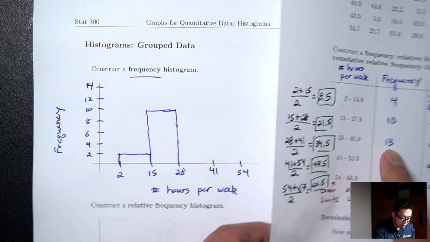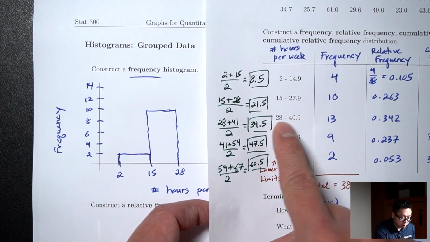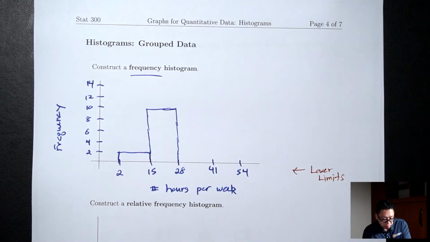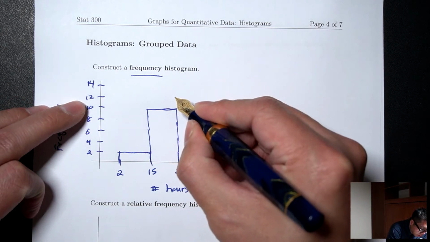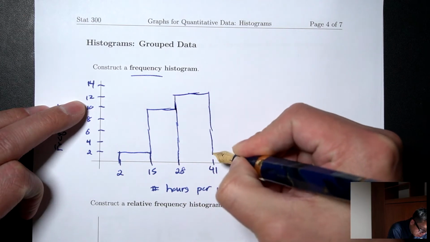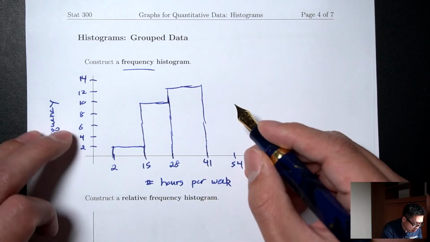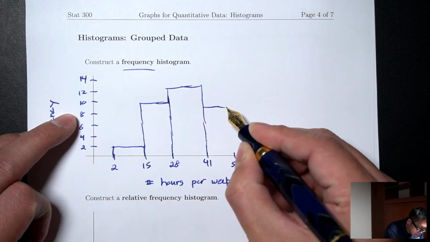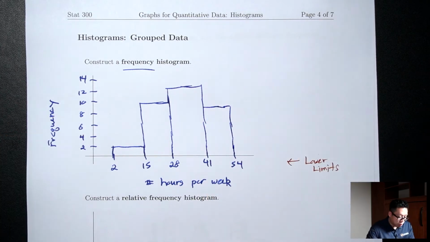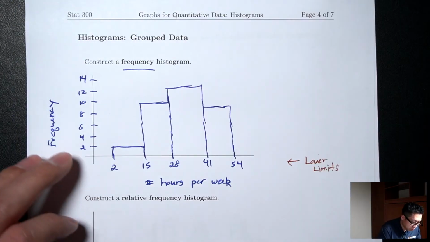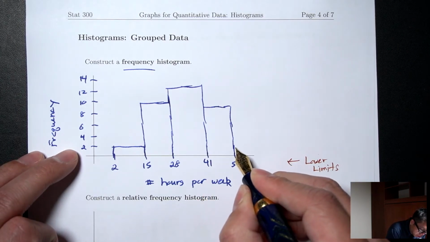The next one is the 13. That represents the range 28 to 40.9, but on the picture it's going to be 28 to 41. So 28 to 41, height's supposed to be 13. Next one is 9, representing 41 to 54. 41 to 54, 9. And then we still have one more, right? I still have this 2. So this 2 represents 54 to something. So height 2.